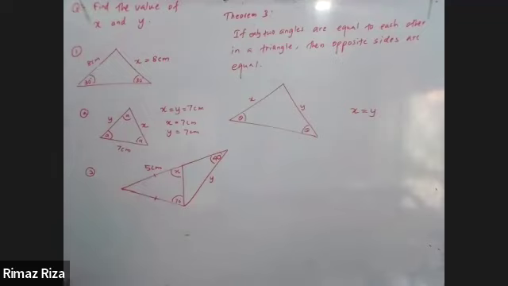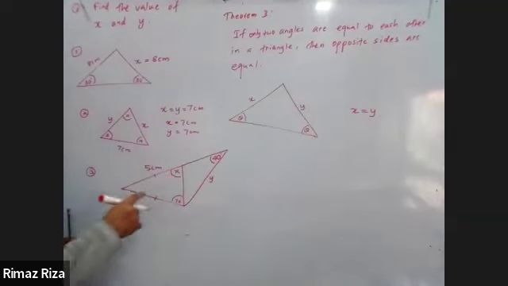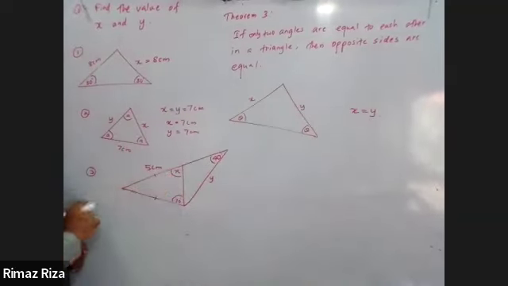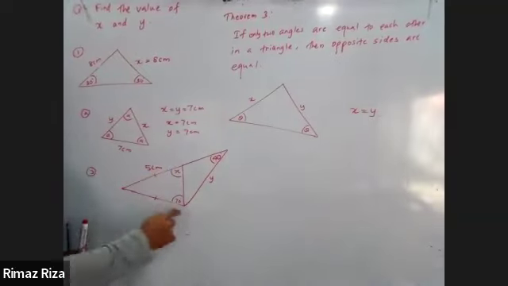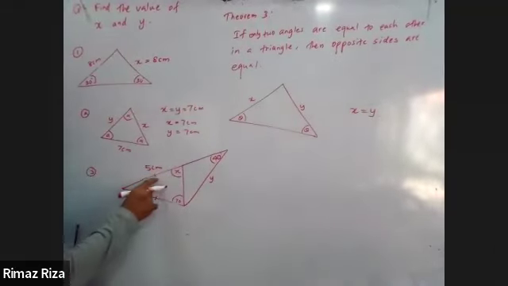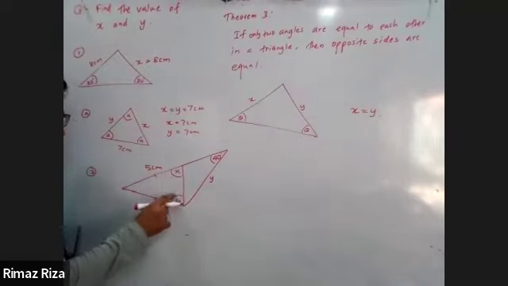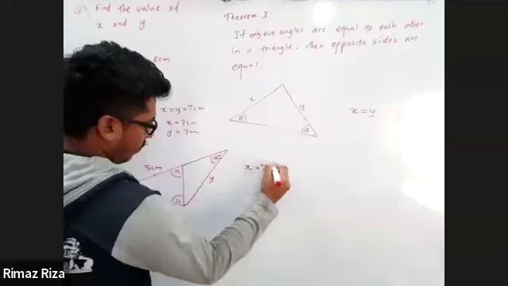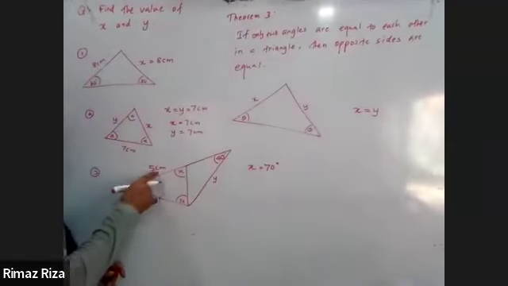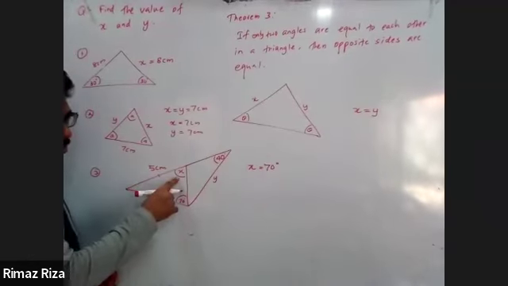So here we want to find the value of x and y. x equals what? x equals 70 because this is an isosceles triangle. So this side is equal to this side. Therefore, the opposite angles are equal. x equals 70, right? This side is 5 centimeter, therefore this side is also 5 centimeter.